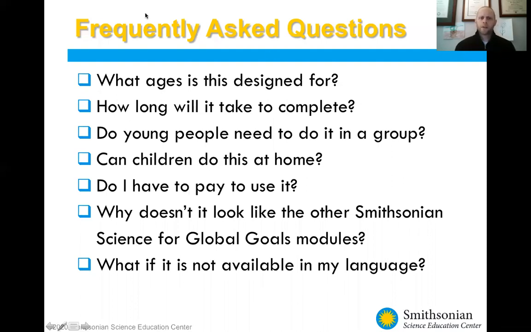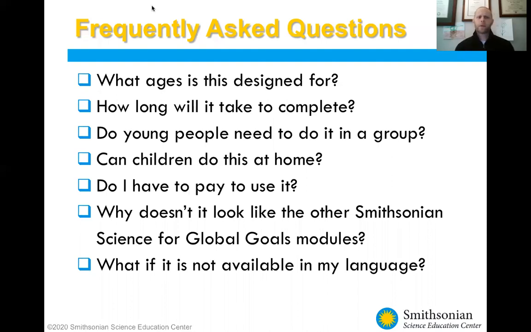Why doesn't it look like the other Smithsonian Science for Global Goals modules? The mosquito and food modules are incredible experiences, but they do take a fair amount of time. We wanted this to be a rapid response, something that youth could do in a timely fashion so that they could see the results immediately, because we know that COVID-19 is spreading quickly.